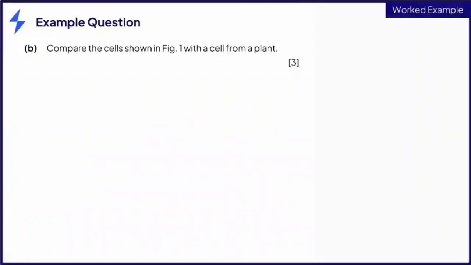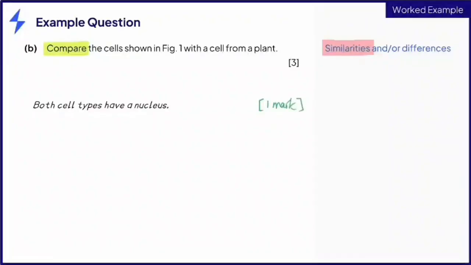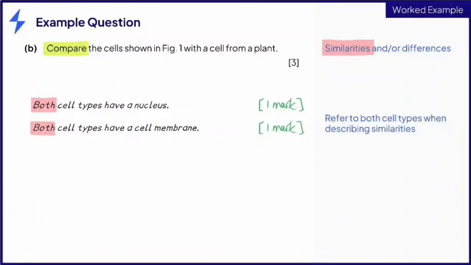In Part B, the command word is compare, meaning that we need to consider similarities and/or differences between these cheek cells and plant cells. Let's start with similarities. There are 5 that we could choose from, but it's only a 3-mark question, so we need a maximum of 2. Let's say both cell types have a nucleus, and both cell types have a cell membrane. The use of the word both here shows that we are including both cell types in our comparison.